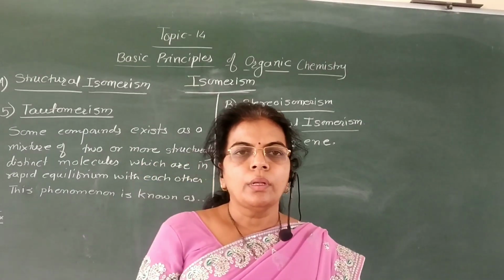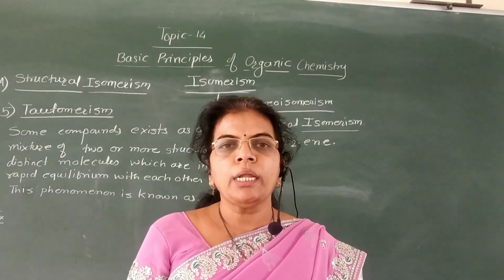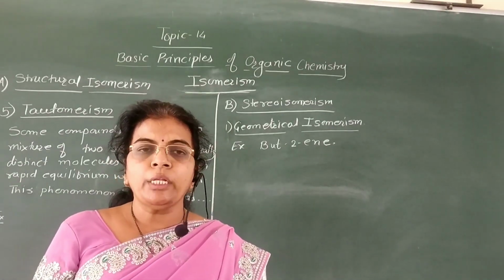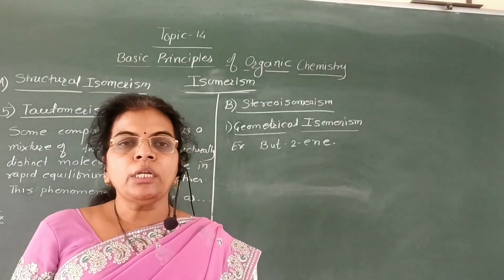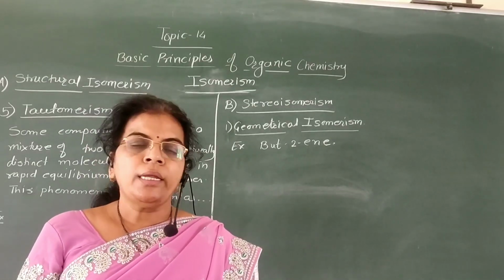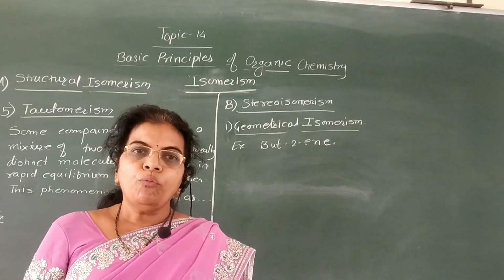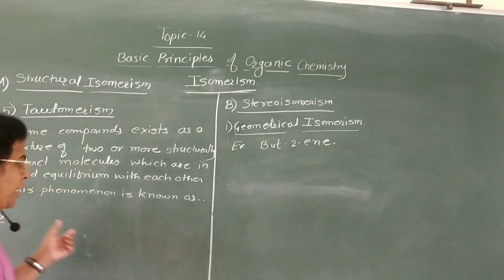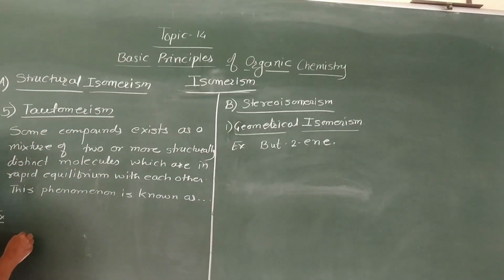Now, the last type of structural isomerism is tautomerism. This type of isomerism, tautomerism, is generally exhibited by aldehydes or ketones. We can understand tautomerism by an example. Look here. Here, this carbonyl compound is bonded to this alpha carbon atom, which is bonded to a hydrogen atom.